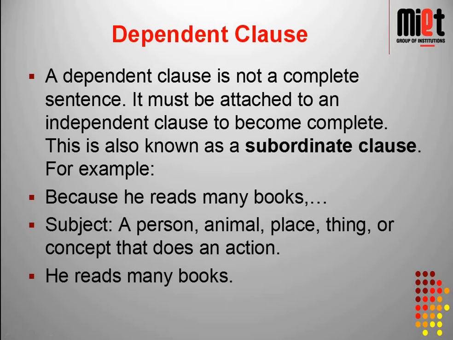Next, students, we'll discuss dependent clause. A dependent clause is not a complete sentence. It must be attached to an independent clause to become complete. So this is also known as a subordinate clause. For example, because he reads many books. So students, you can see this sentence needs another sentence to complete its sense. So it's an example of a dependent clause.